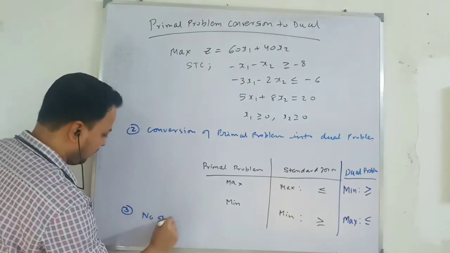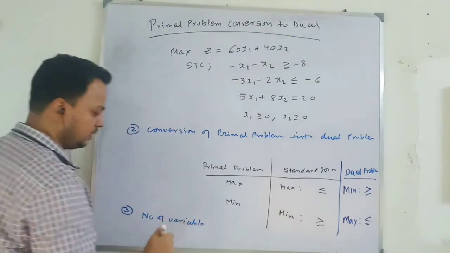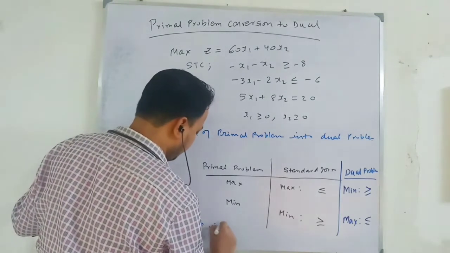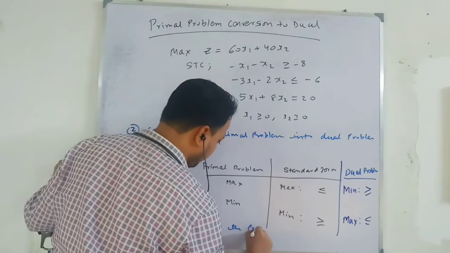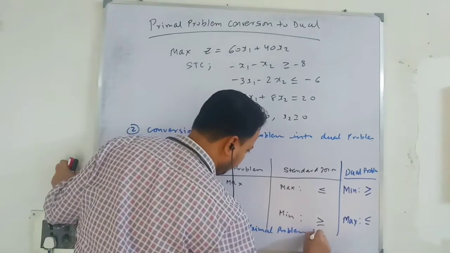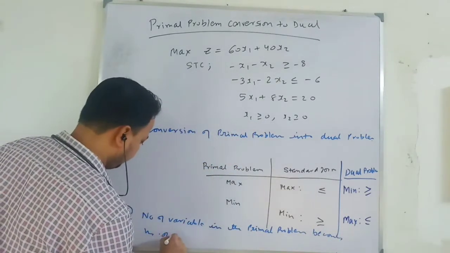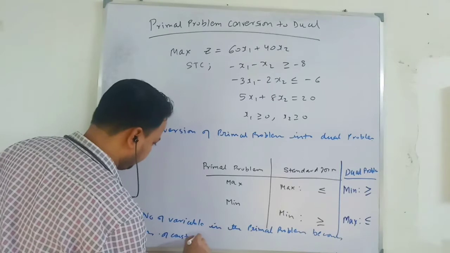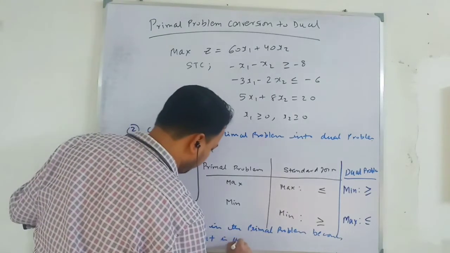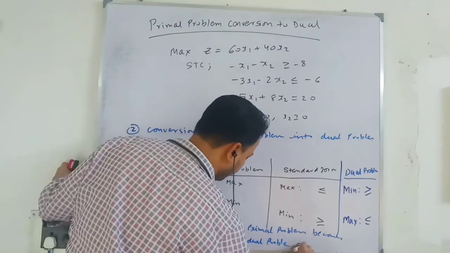Number of variables. This is very important, you have to write it. Okay. Number of variables in the primal problem become number of constants in the dual problem, and vice versa.